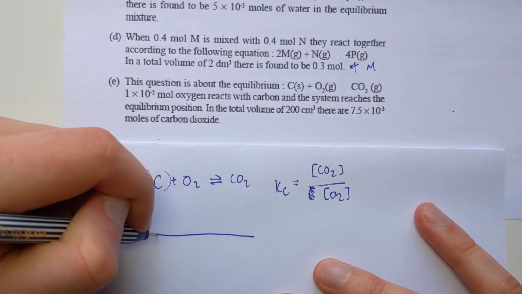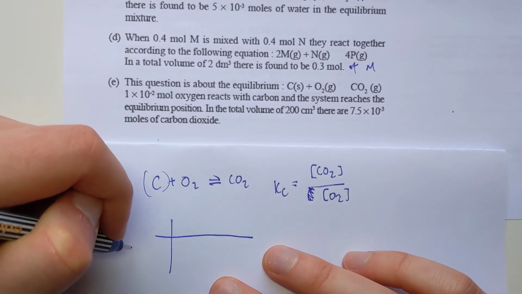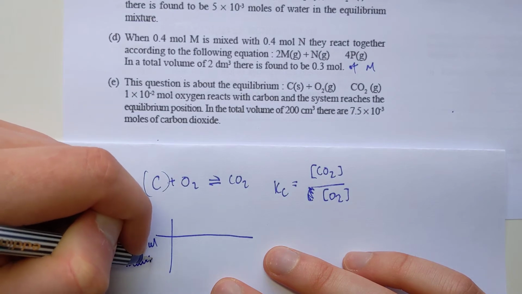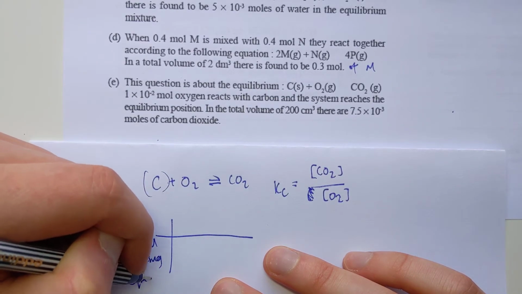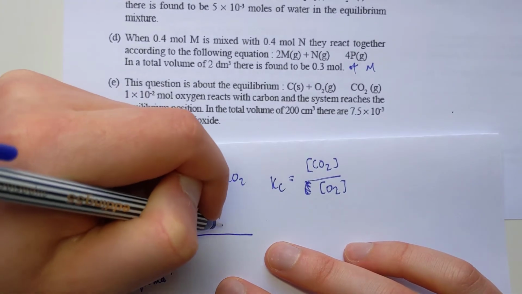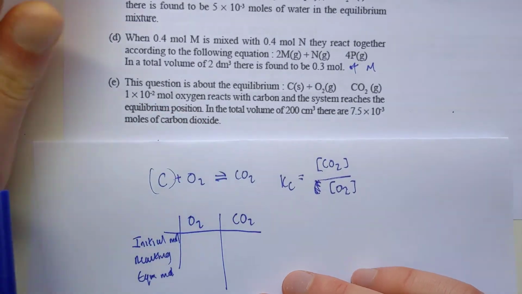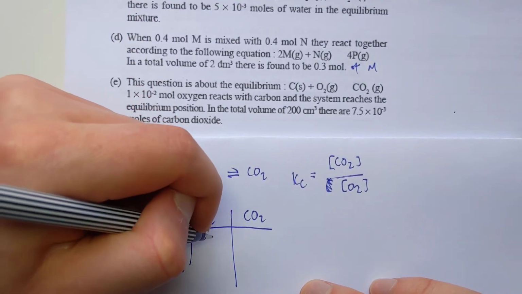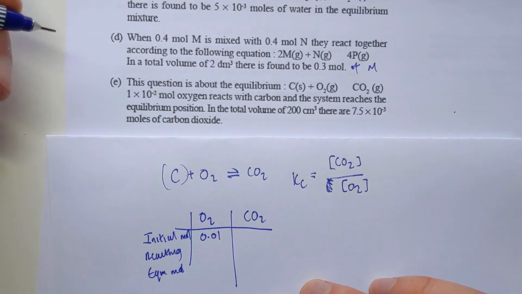So if I form my table here, so if I go for initial, reacting, and equilibrium moles, and it's between O2 and CO2. Let's see what I've got. At the start, I've got 1 times 10 to the minus 2, which is 0.01 moles of oxygen.